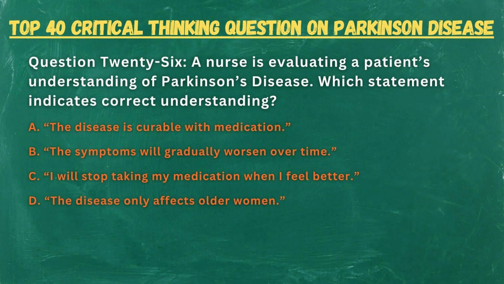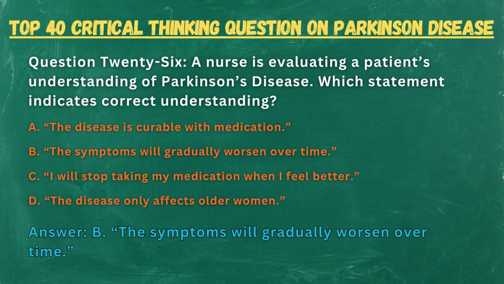Question 26. A nurse is evaluating a patient's understanding of Parkinson's disease. Which statement indicates correct understanding? A. The disease is curable with medication. B. The symptoms will gradually worsen over time. C. I will stop taking my medication when I feel better. D. The disease only affects older women. Answer: B. The symptoms will gradually worsen over time.